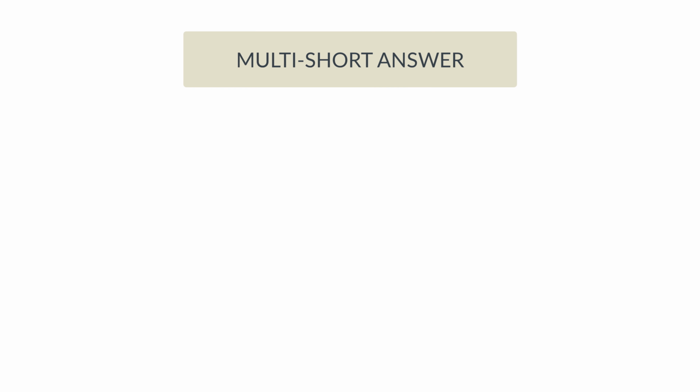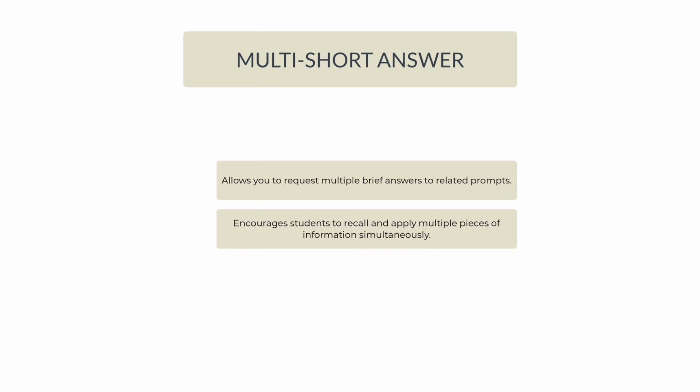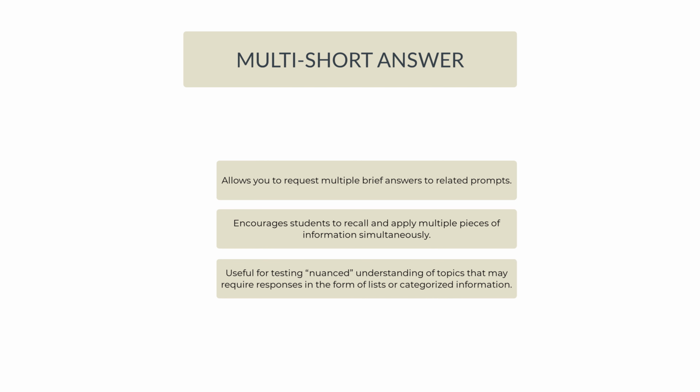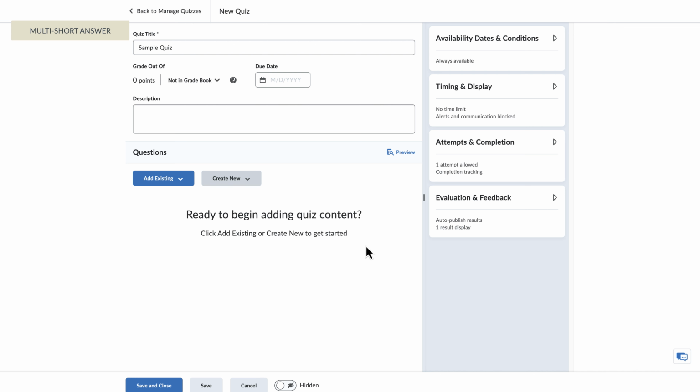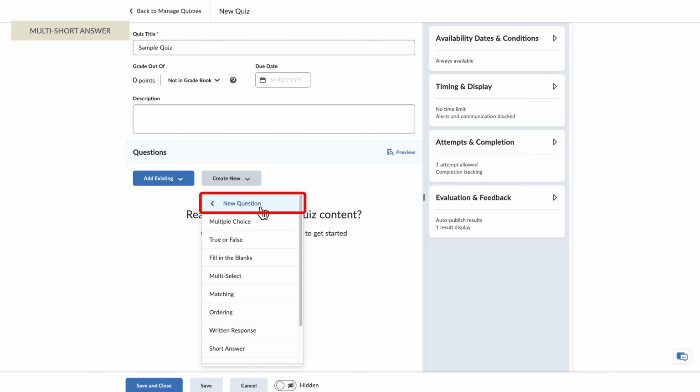Multi-short answer question types allow you to request multiple brief answers to related prompts, encouraging students to recall and apply multiple pieces of information simultaneously. It is useful for testing nuanced understanding of topics that may require responses in the form of lists or categorized information matching to the applying layer of Bloom's taxonomy. To create a multi-short answer, click the Create New button and select Multi-Short Answer from the drop-down menu.